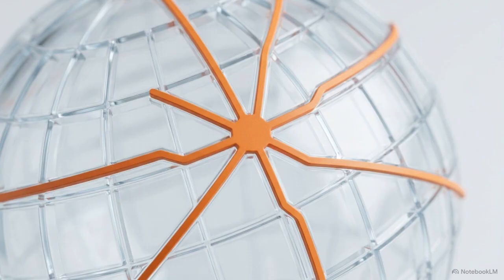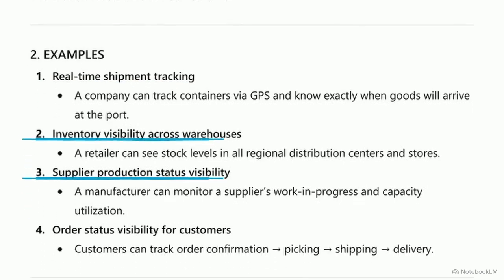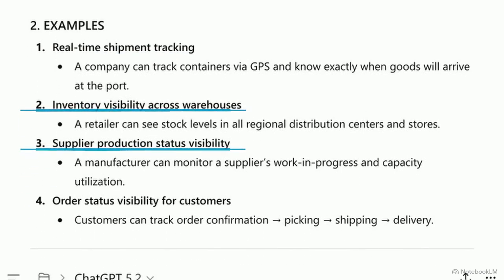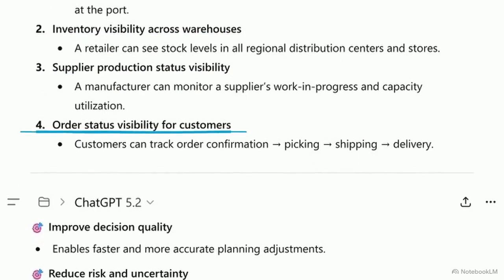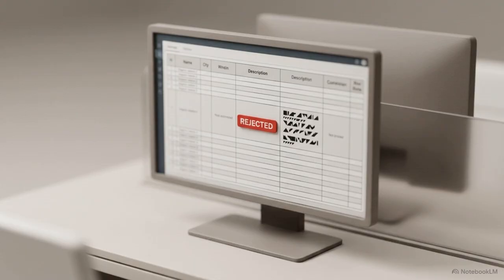Let's anchor that academic definition by looking at how visibility functions at specific points in the network. Basic logistics tracks containers via GPS to ports, but deep operational tracking goes further. Retailers see stock across all regional centers, and manufacturers actively monitor a supplier's capacity. Downstream, it means tracing a customer purchase from order confirmation to final delivery. To determine if a network actually possesses this capability, we use specific benchmark criteria.